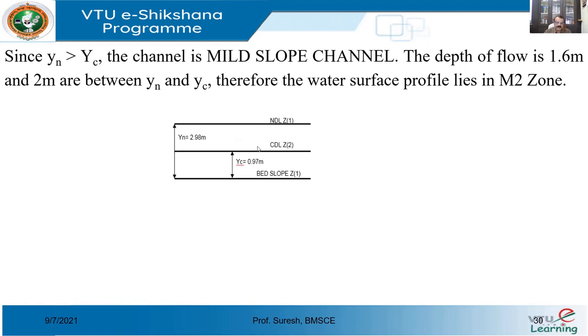In some cases, you are asked to draw a typical water surface profile. In this case, I didn't ask you to draw that, but in some cases they will. Kindly recall, in the last class, I gave a ready-made reckoner or a table for different water surface profiles, showing how the profile looks. Now, look at how the M2 water profile looks, and you need to write that in this zone. So this is about finding the water surface slope and finding the zone.